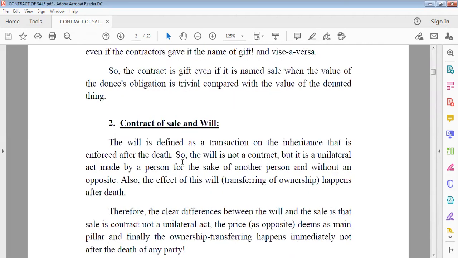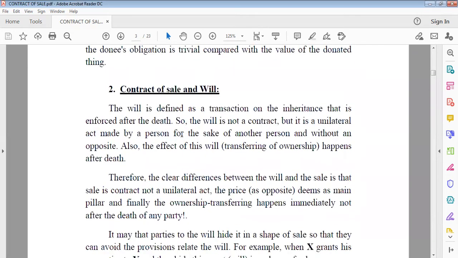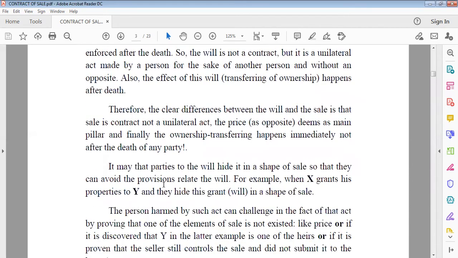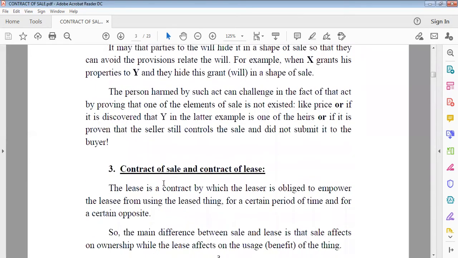And after that, we illustrated the contract of sale and the difference between it and the will as a unilateral act. So the first big difference between them is that the sale is a contract. However, the will is not a contract. It is a unilateral act, as you have studied in the course on the sources of obligation.